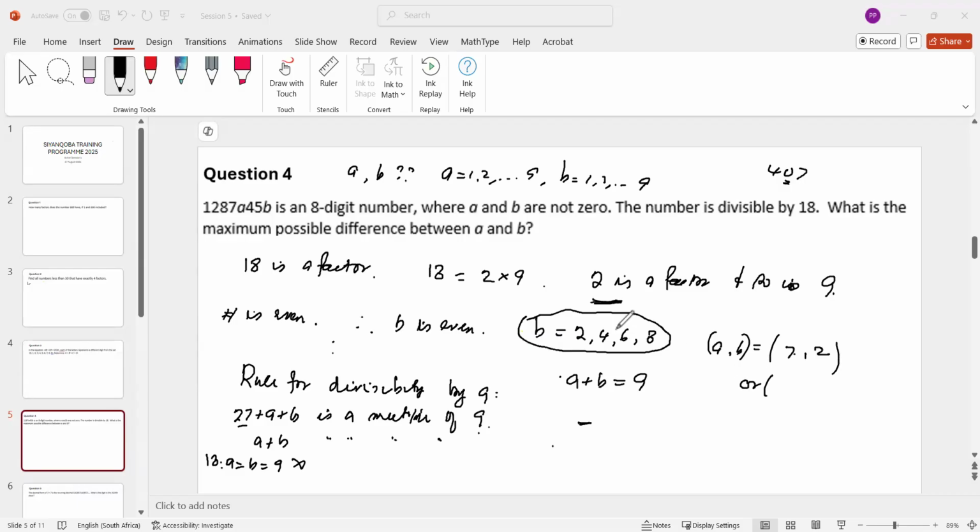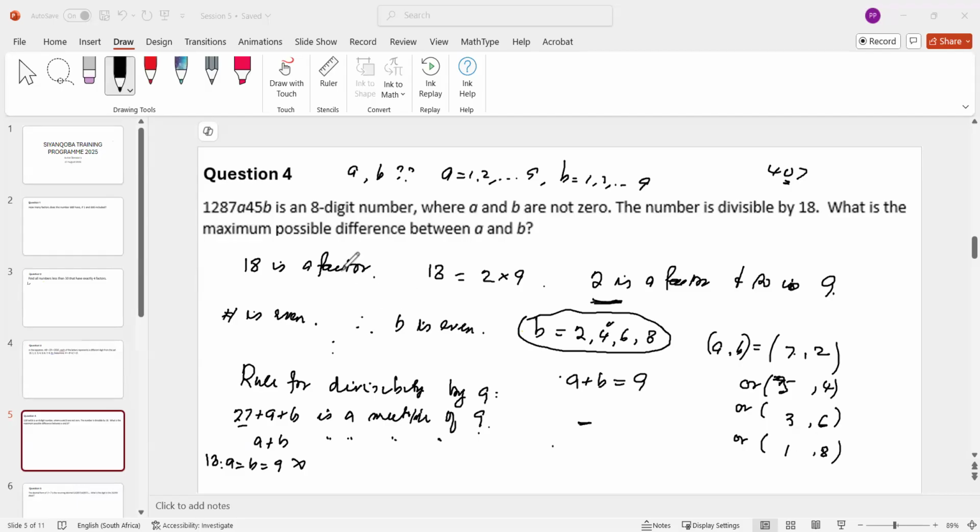Or if B is 4, then A is 5 because A plus B is 9. Or if B is 6, then you have 3, because 6 plus 3 is 9. Or you have 2, 4, 6, 8, and you have 1. 8 plus 1 is 9.